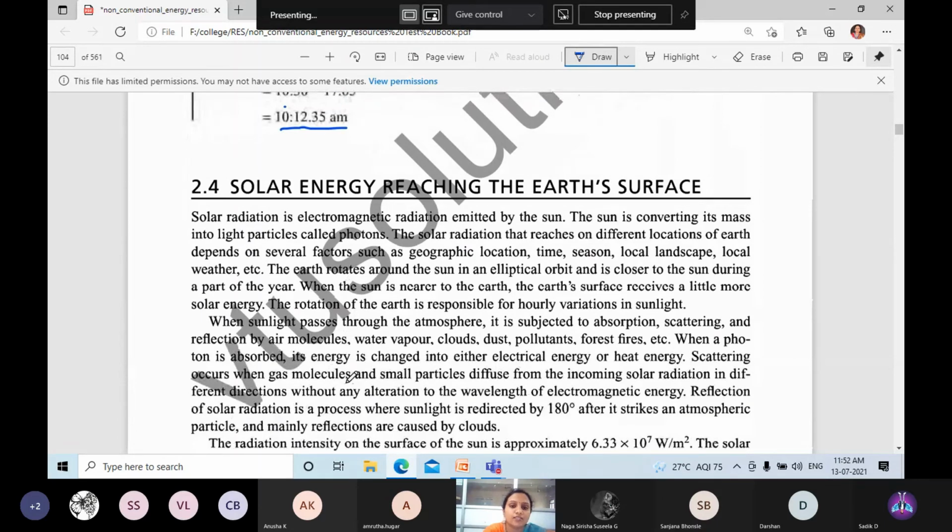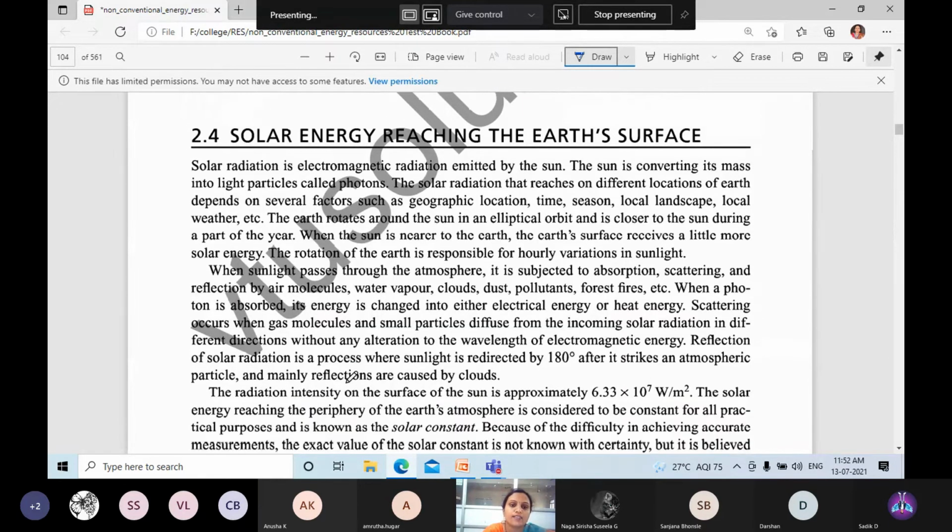Next is the solar energy reaching the Earth's surface. What is this topic? Solar radiation. We know that, right? Solar radiation is electromagnetic radiation emitted by the sun. The sun is converting its mass into light particles, which are nothing but photons.